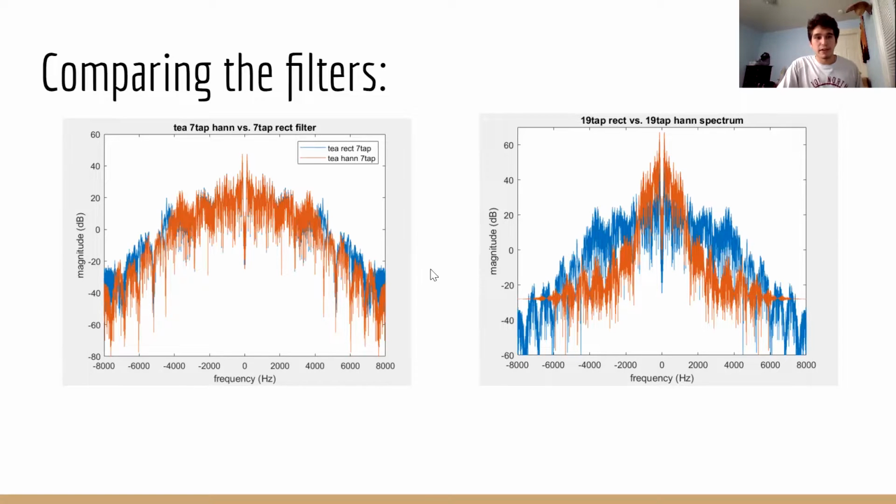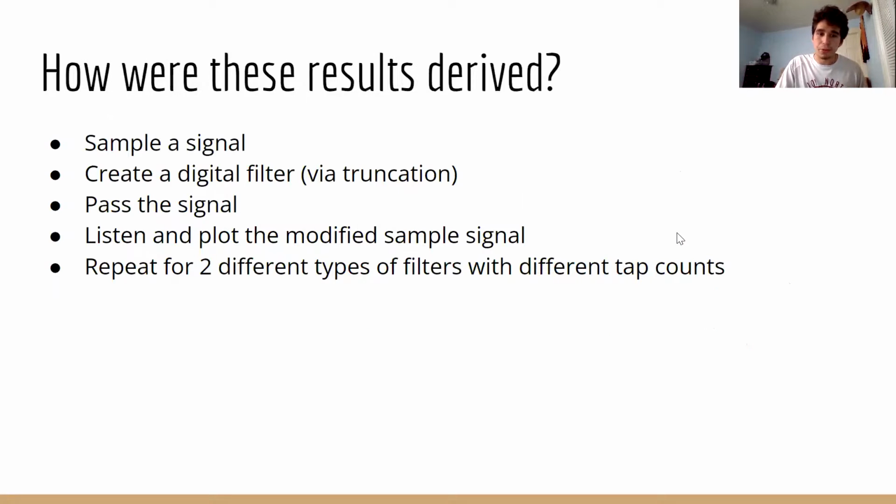And here's just an overlay of the two filters. You can see the 7-tap rect and Hahn are both pretty similar. The main difference with the Hahn is that it has gain for the 7-tap, and then with the 19-tap, you see an obvious reduction in bandwidth for the Hahn as compared to the rectangle. But all in all, it seems the rectangle is the winner.